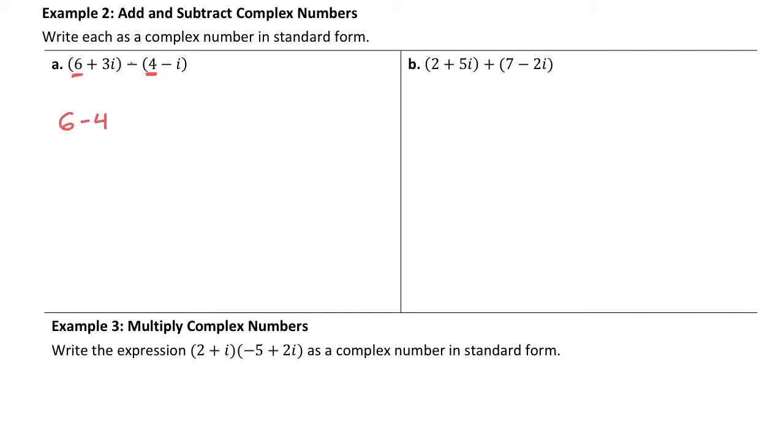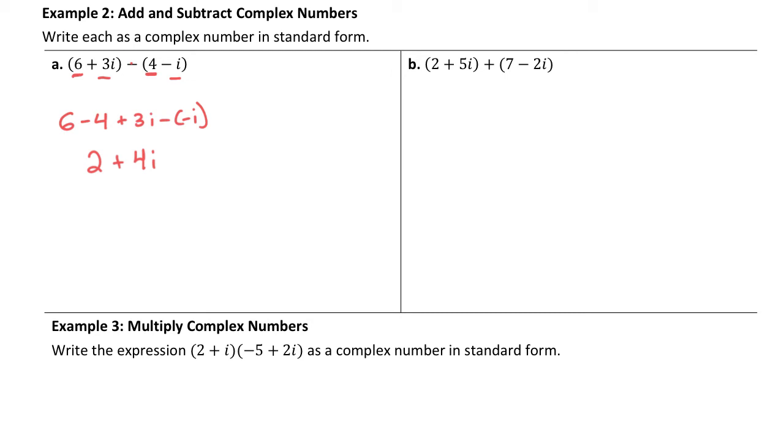And then the imaginary components are 3i and negative i. So that would be 3i minus negative i, because we're subtracting. So this would be 6 minus 4 is 2. 3i minus negative i is like 3i plus i, which is 4i. So it's just like combining like terms. That's all this is similar to. So that's how we subtract. We subtract the real components, we subtract the imaginary components.